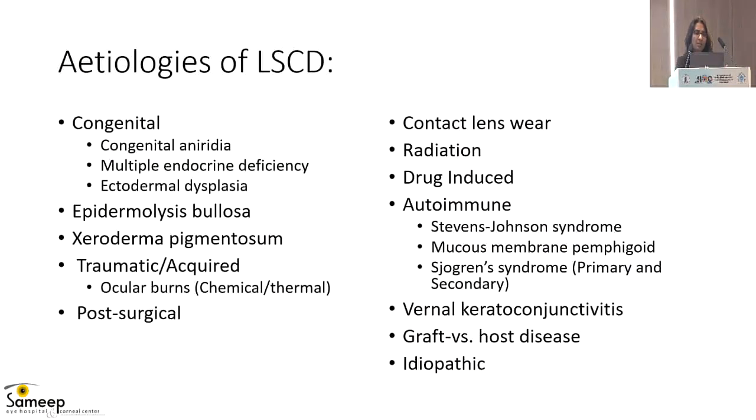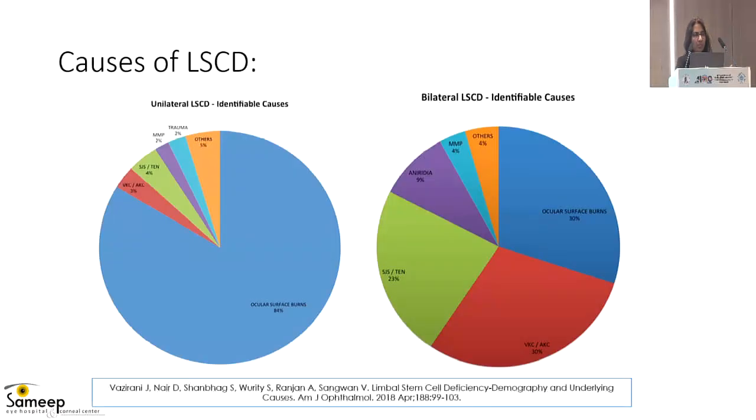So these are the etiological causes. Broadly, it can be divided into congenital and acquired, and you can go through the list. In the interest of time, I will not go through this. But if we put it into a diagram, for unilateral LSCD the majority cause is chemical injury, and the others comprise 20% of the injuries. For bilateral LSCD, the causes are different, but still VKC, chemical injuries and chronic cicatricial diseases make up most of it.